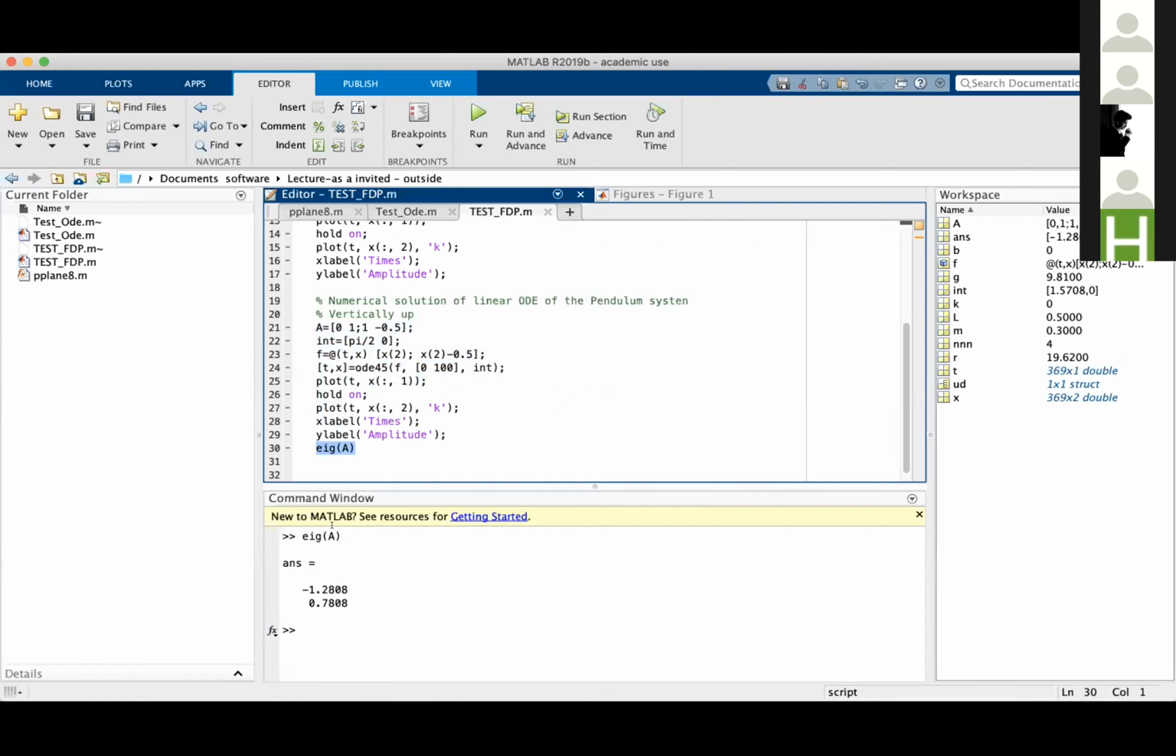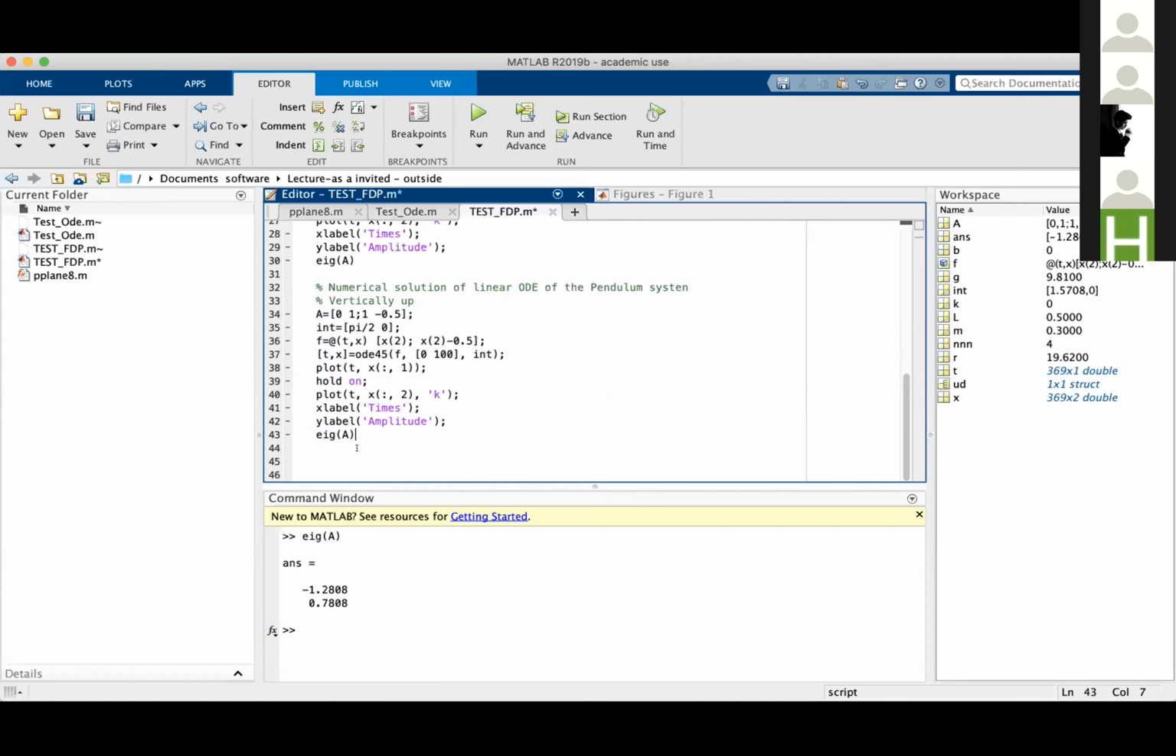Now we'll look at the system for the vertically down direction. So we'll just copy and paste this part here. For the vertically down direction, our A matrix was 0, 1 and -1, and so in this case, here also we have considered minus. Let me plot this.